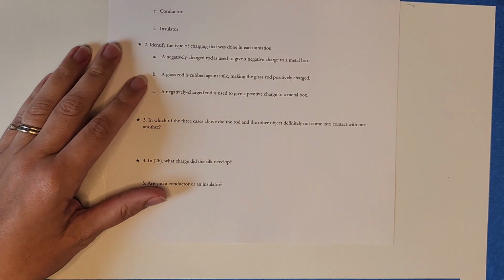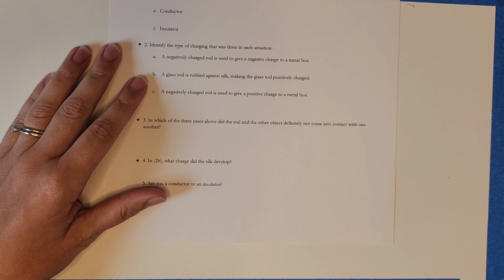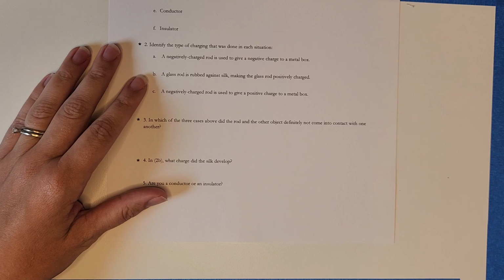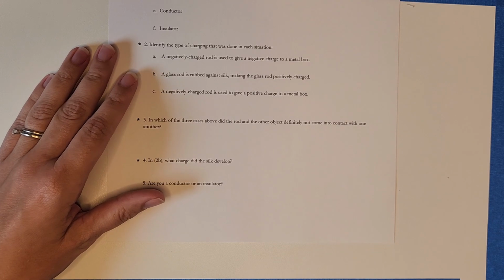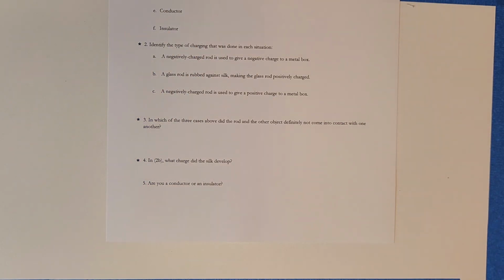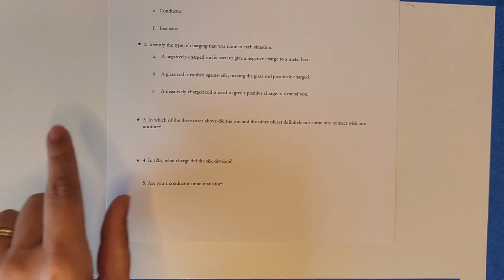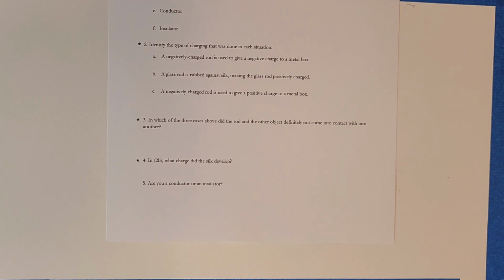For B, a glass rod is rubbed against silk, making the glass rod positively charged. This is going to be triboelectric charging, and that's because it involves rubbing two objects together. For question C, a negatively charged rod is used to give a positive charge to a metal box. So this is going to be charging by induction. The object is being given the opposite charge compared to the item with which you're charging it.